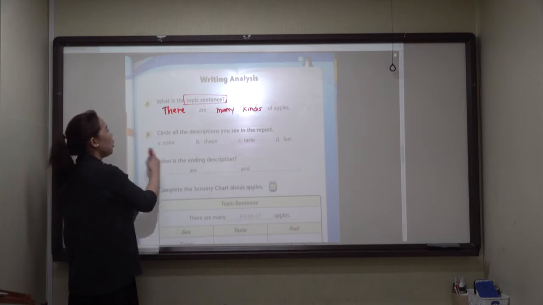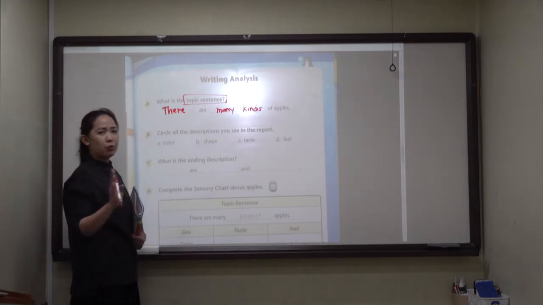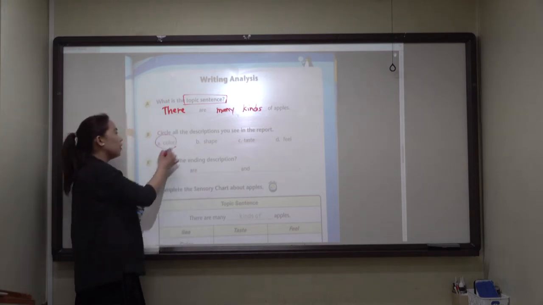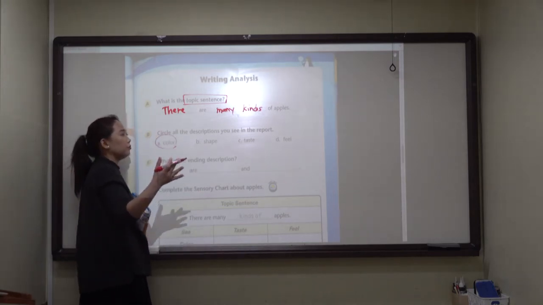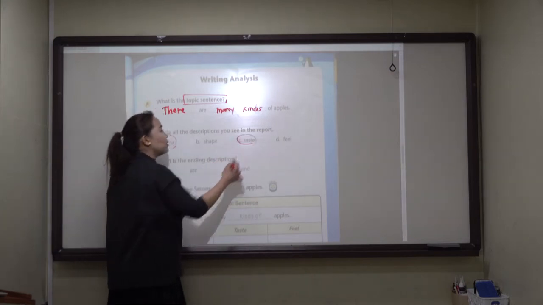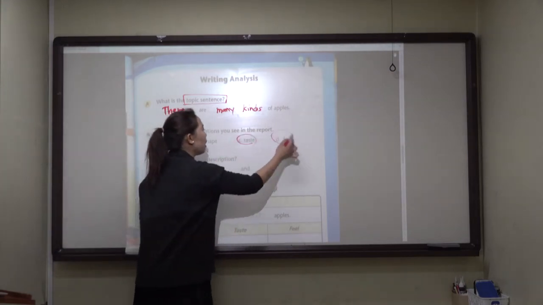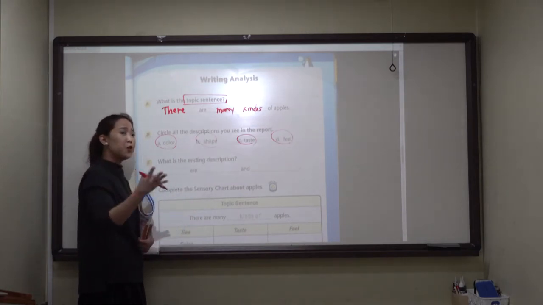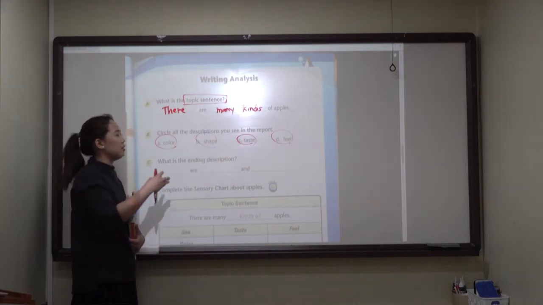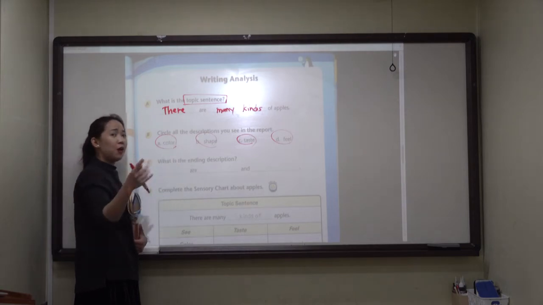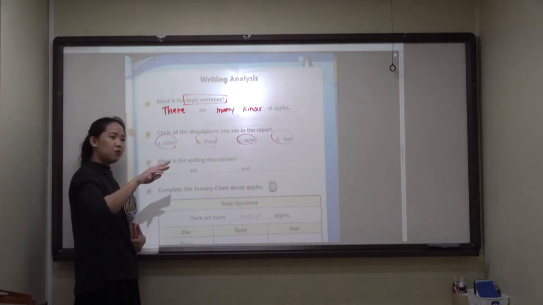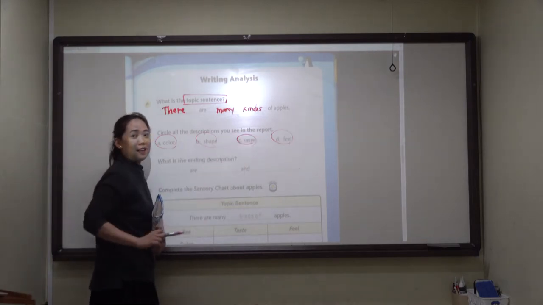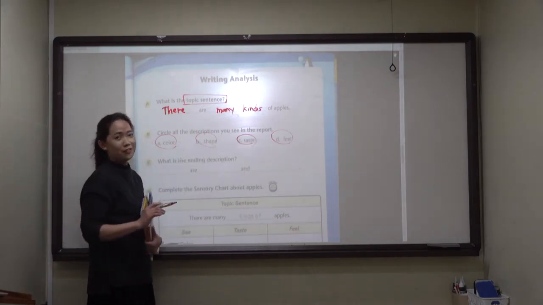Alright, now circle all the descriptions you see in the report. So what descriptions were mentioned? Alright, color, what else? Taste, right? Feel, right? And actually the shape was also mentioned, although it was just mentioned round and not so round. There's just one shape, right? Round and not so round, but still round. So you can circle everything because they were all mentioned in the article, alright?